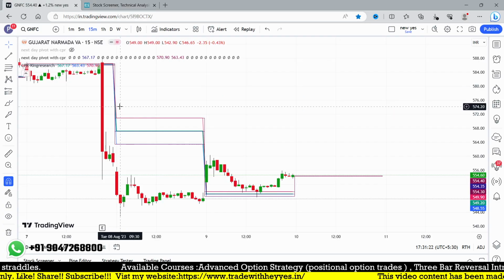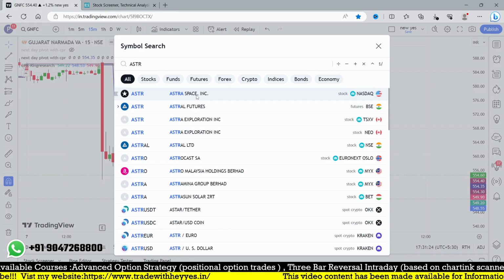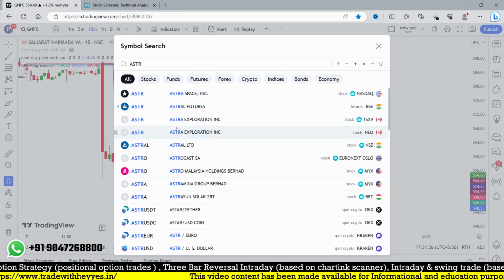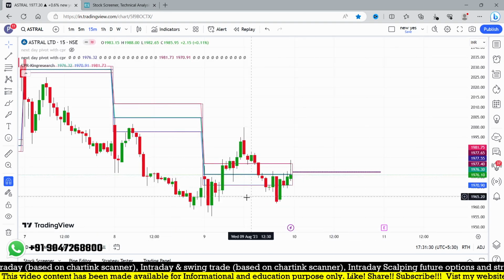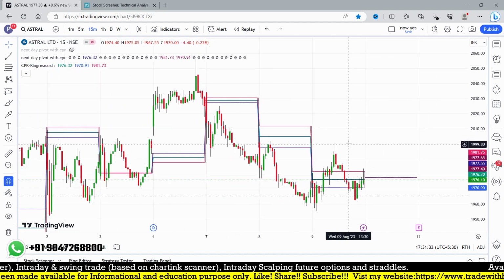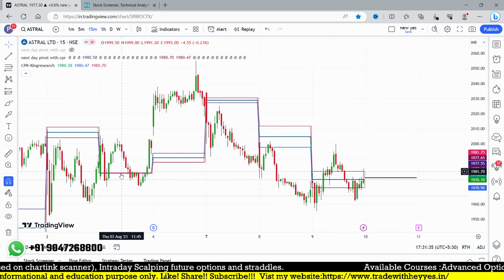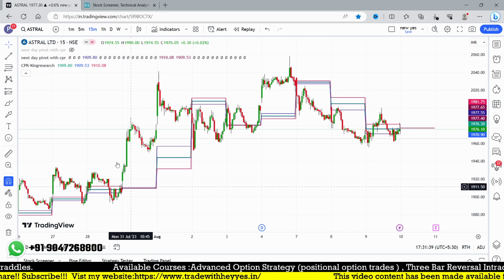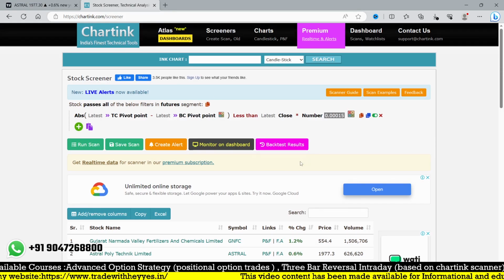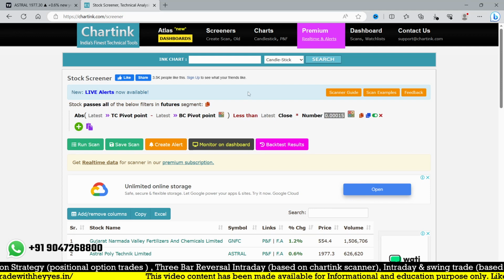And Astral, Polycab, Astral, look at this, very tight and also inside CPR. Maybe looking for tomorrow. You can see here another pattern. So by using this, here is another one. So this is a scanner to find out the stocks for tomorrow.